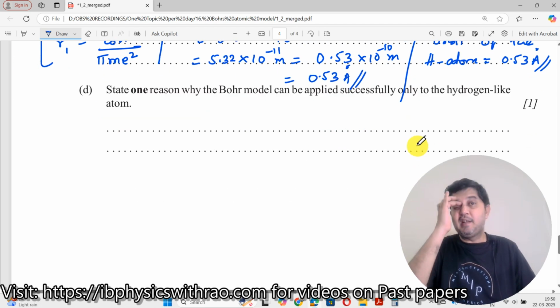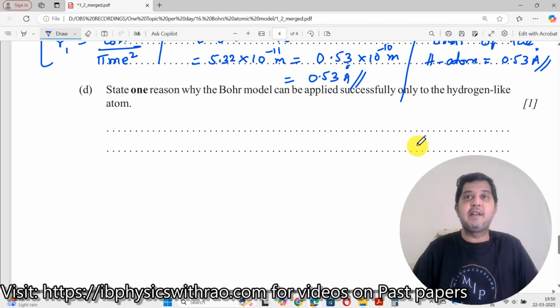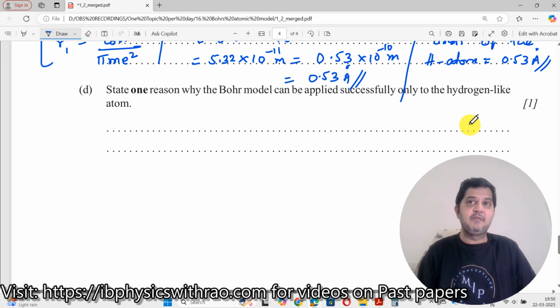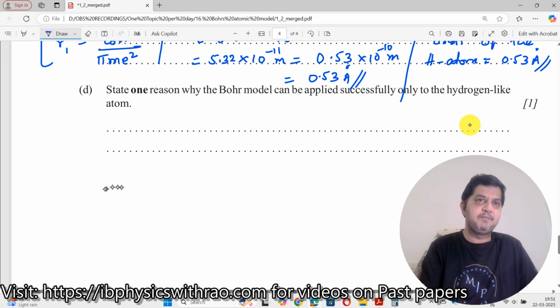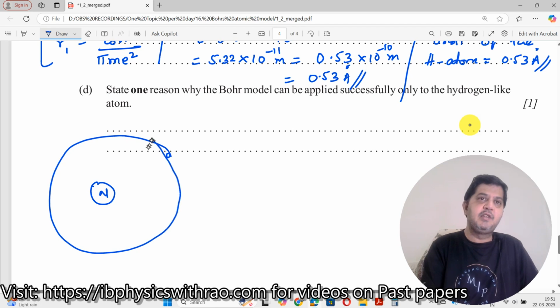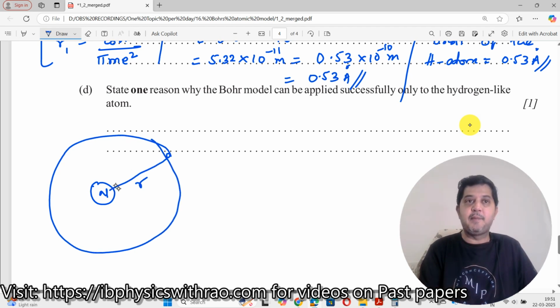State one reason why the Bohr's model can be applied successfully only to hydrogen-like atoms. So what is the reason why you can apply Bohr's model only to hydrogen-like atoms? Now, what's happening in a hydrogen atom? How did we start with this? You had a nucleus. You had an electron. The electron was going around the nucleus like this. We assume this was R, the radius of the orbit.